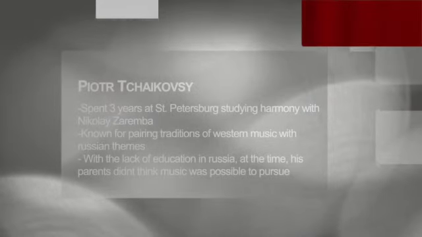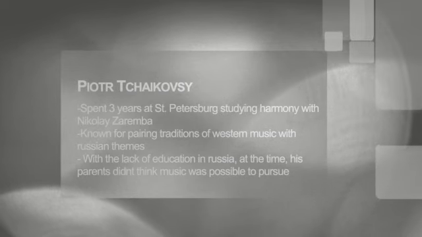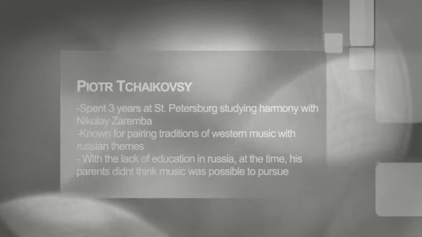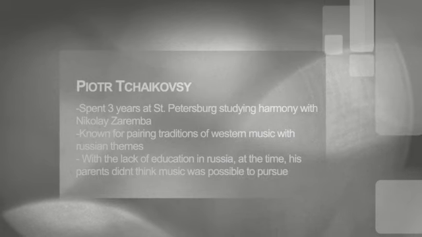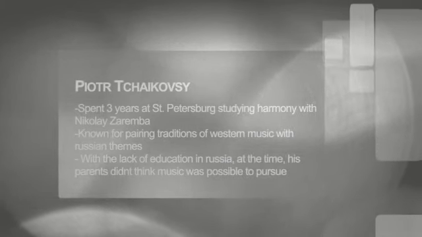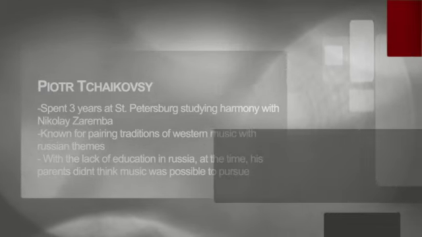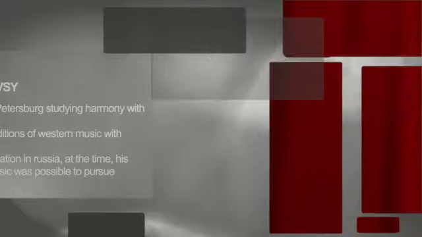Tchaikovsky spent 3 years at St. Petersburg, where he studied harmony with Nikolai Zaremba and later studied composition and instruments. He is known for pairing traditions of Western music with Russian themes. Also, with the lack of education in Russia, his parents thought their high-strung kid would have a career in civil service, not music. Clearly, he caught his parents off guard.